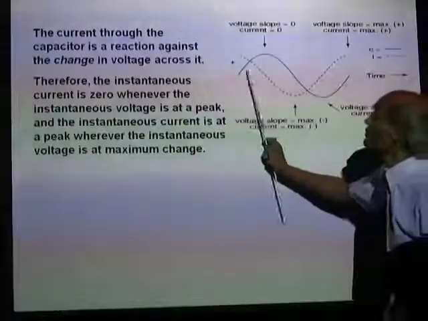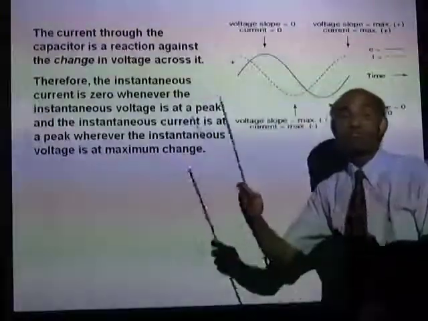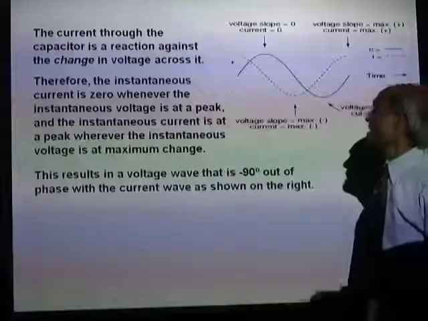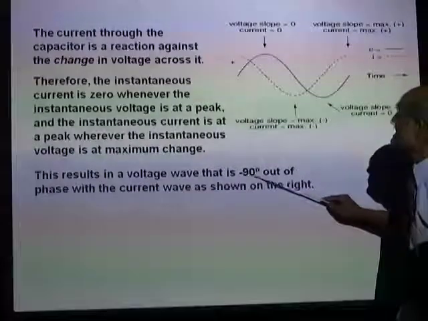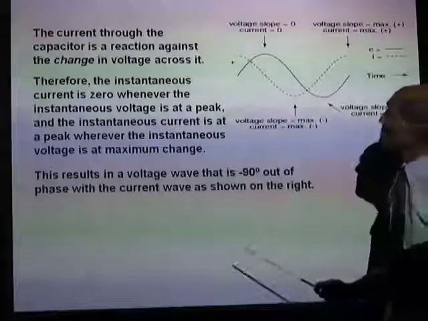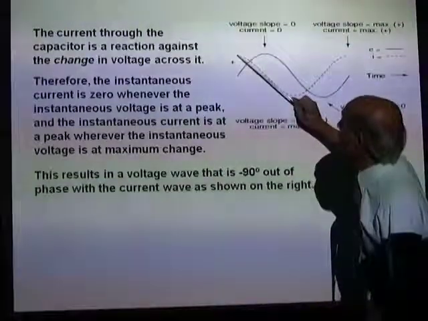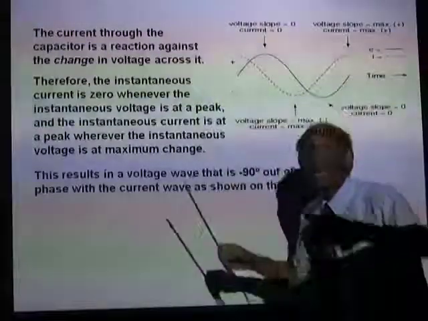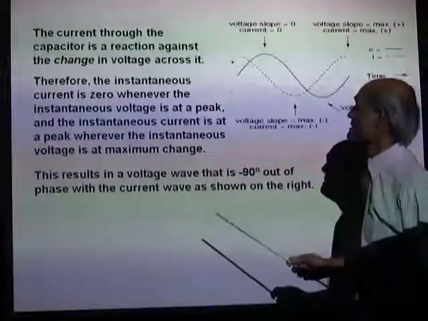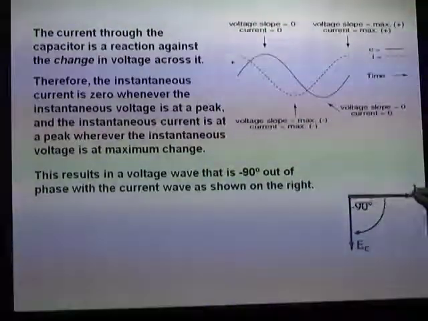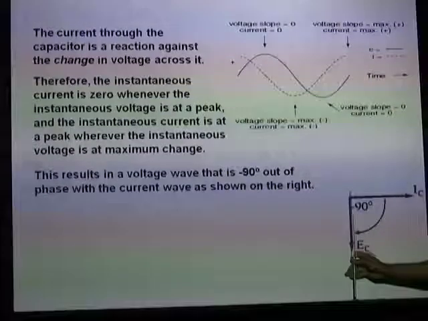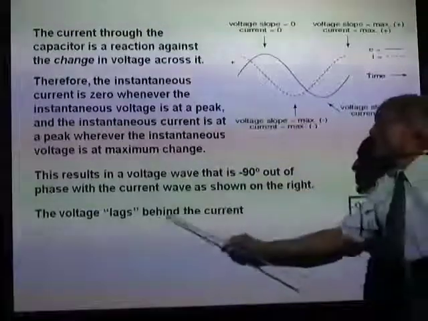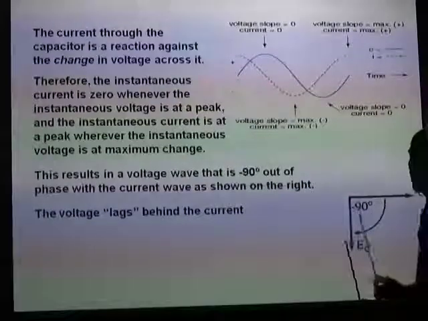So you must now understand this. Now see how a phase difference comes about between voltage and current. Now this results in a voltage wave that is minus 90 degrees out of phase with the current. You can see when the current is a maximum, the voltage is 0. So we say that current is ahead of the voltage by 90 degrees. There you are. The current is ahead of the voltage by 90 degrees. That's the representation. We say the voltage lags behind. Voltage lags behind the current by 90 degrees.